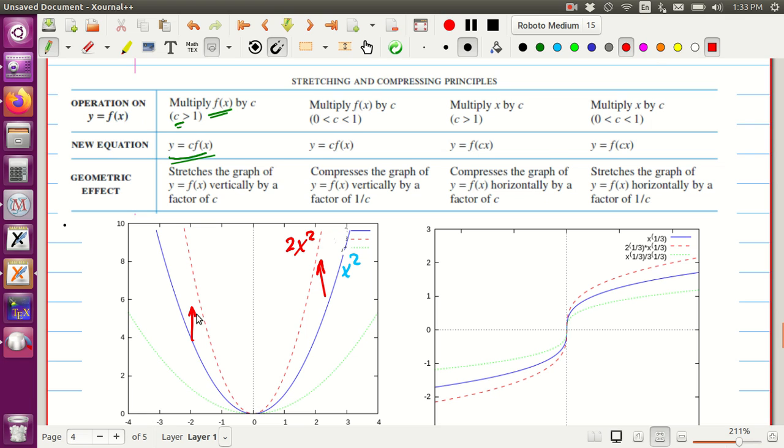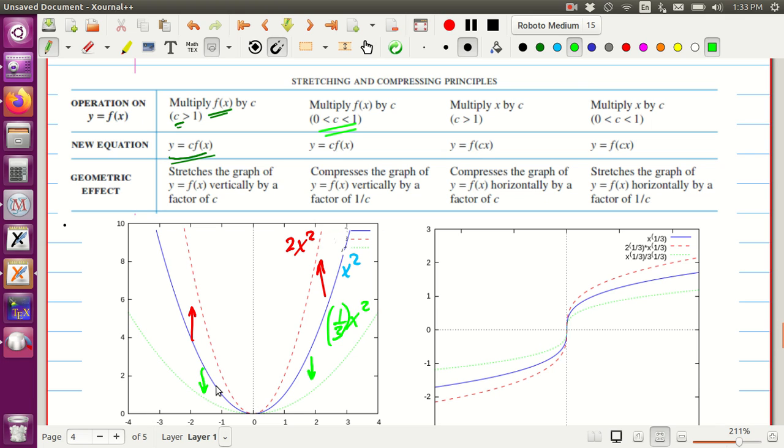And in green here, we have the function which is 1/3 of x squared. So this number over here is smaller than 1, between 0 and 1. So what it does, it compresses the graph. You take the blue graph and you push on it from the top to squeeze it down, and it becomes this wide function on the bottom.